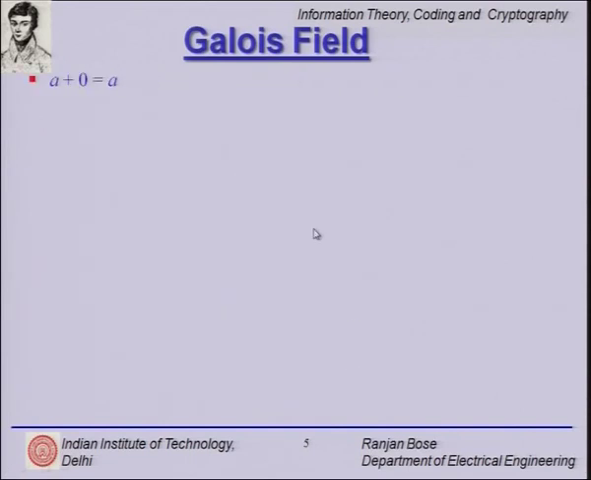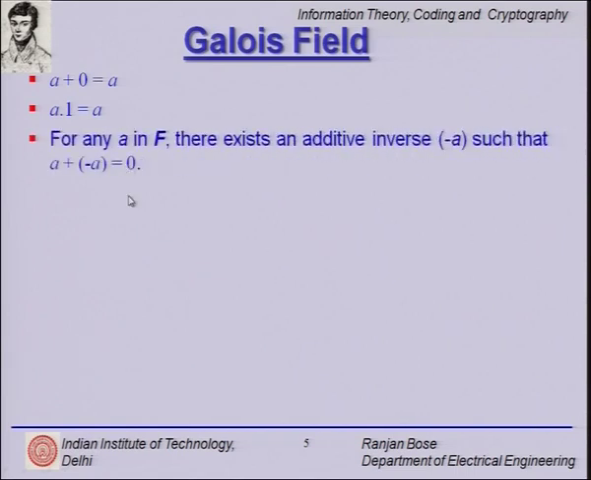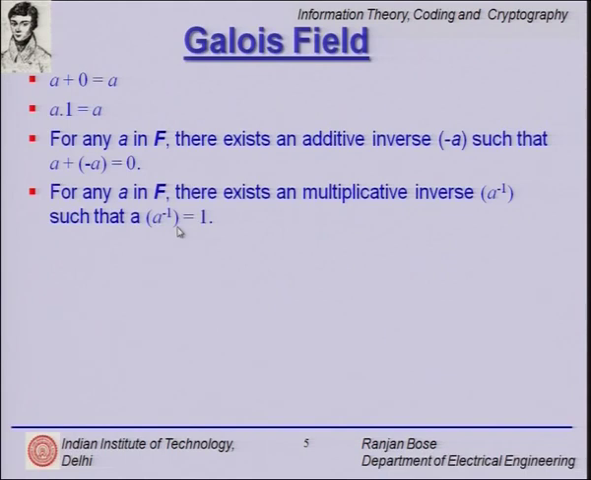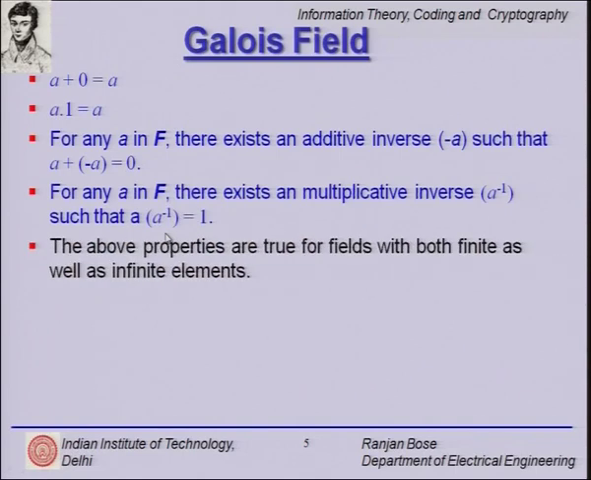What are the properties of 0 and 1? Well, any element A plus the 0 element should give you A. Similarly, any element A into 1 should give you A. And then for any element A in the field, we have an additive inverse always, such that A plus the additive inverse should lead to the element 0. Similarly, we should have a multiplicative inverse. A into A inverse should be 1, except for the element 0. All other elements in the field must have a multiplicative inverse.